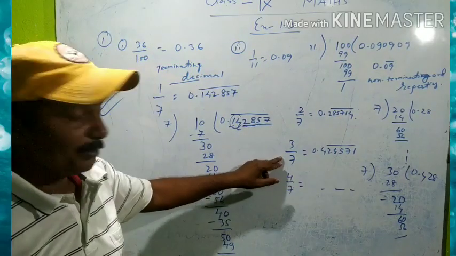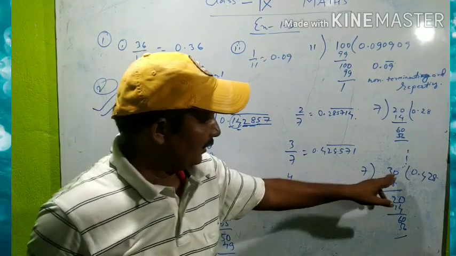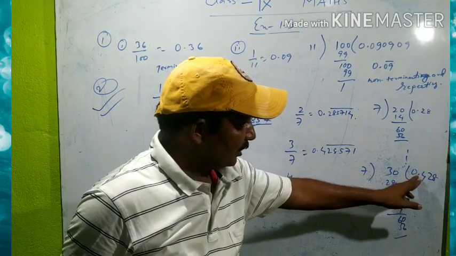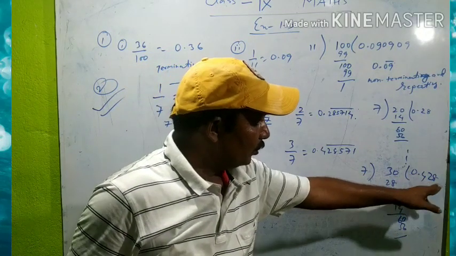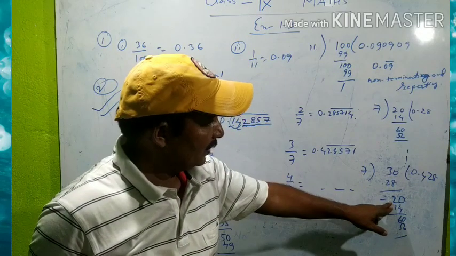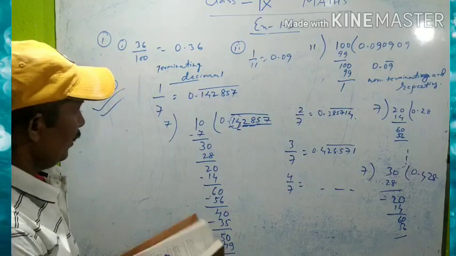Move to 3 by 7. Here 3 divided by 7, and the quotient is here 0.428. 4 is here. Means here the remainder is 2. Here is remainder 2, and here also is remainder 2 now.